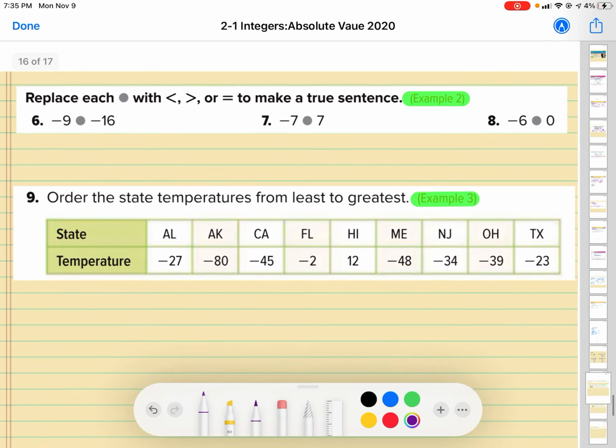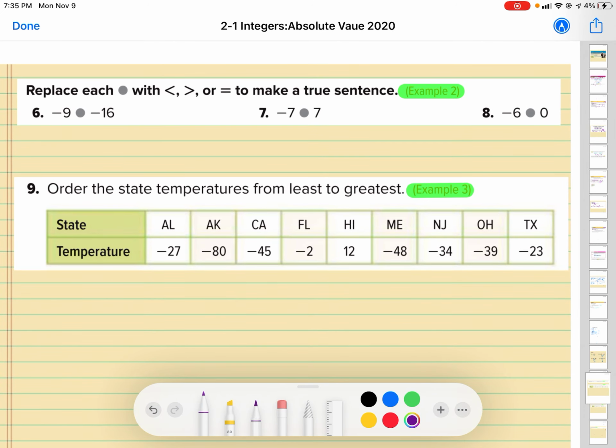In the next section, replace each little dot from the book here with our less than, greater than, or equal to make it a true sentence. So you should have copied down number 6 on your paper. Written the original problem, -9, -16. Which number is closer to 0 on the number line? It is -9. So -9 is greater than -16.